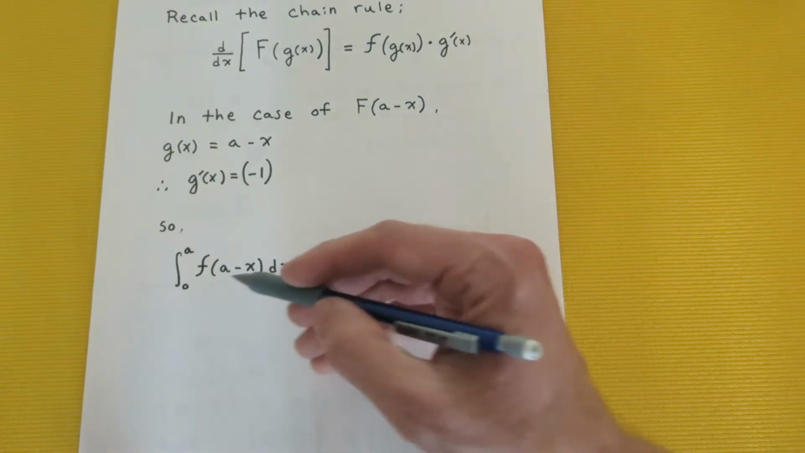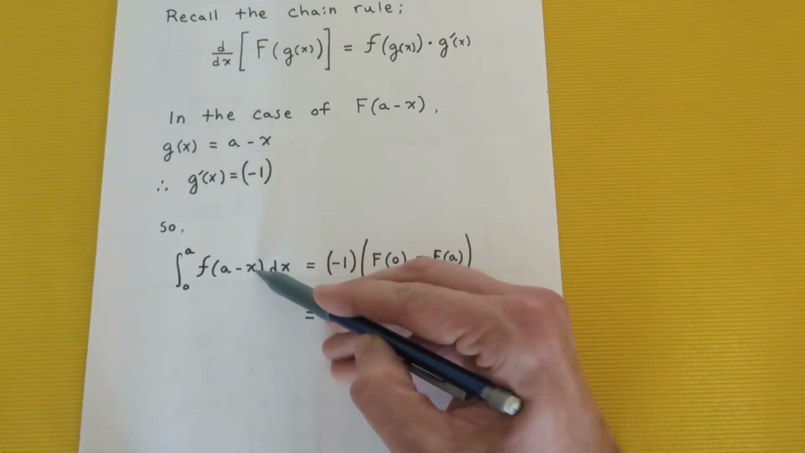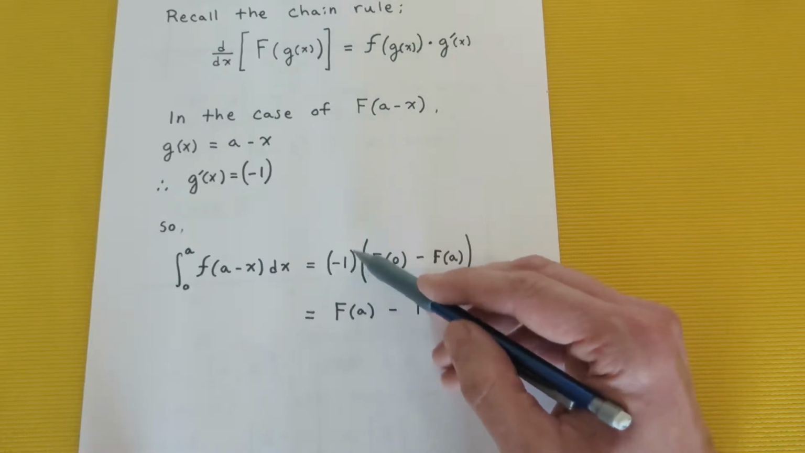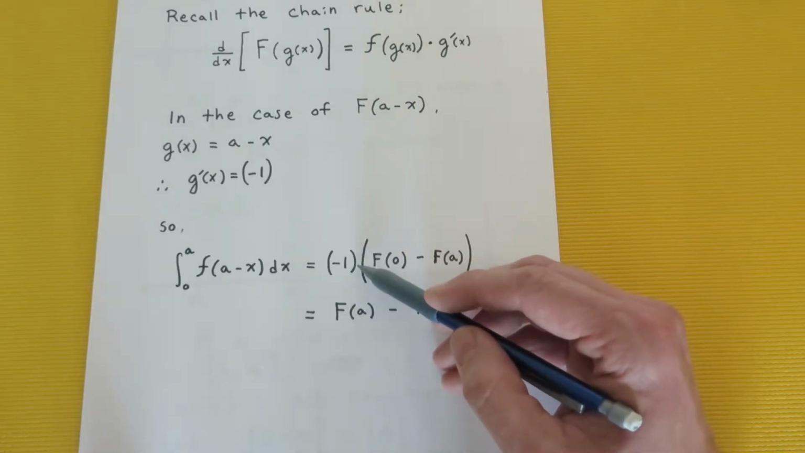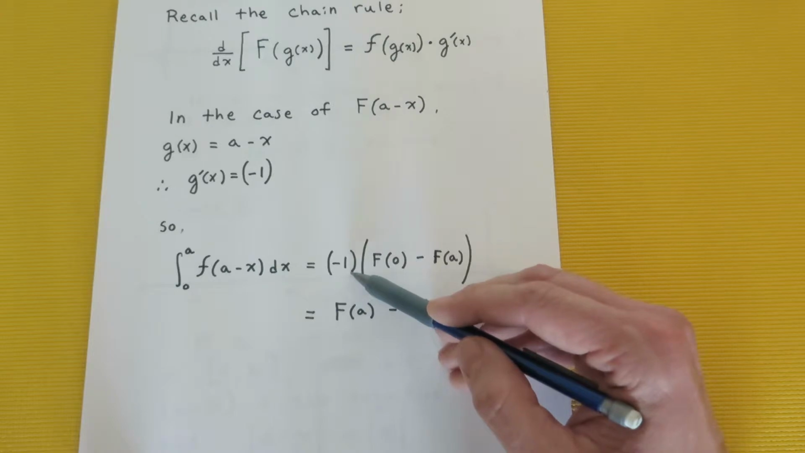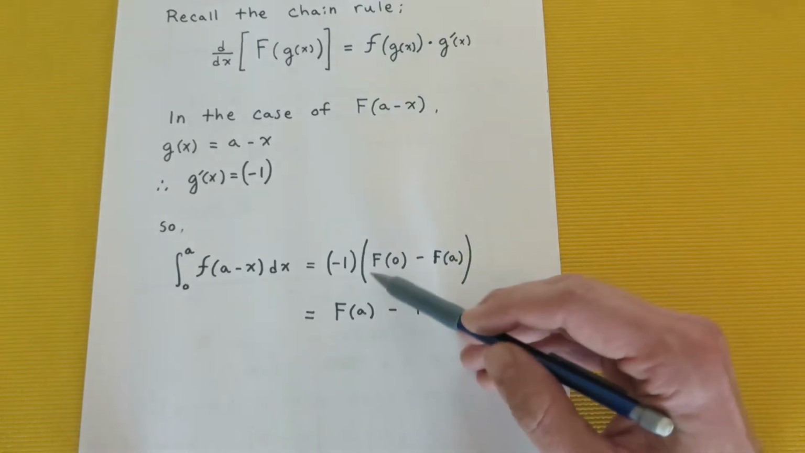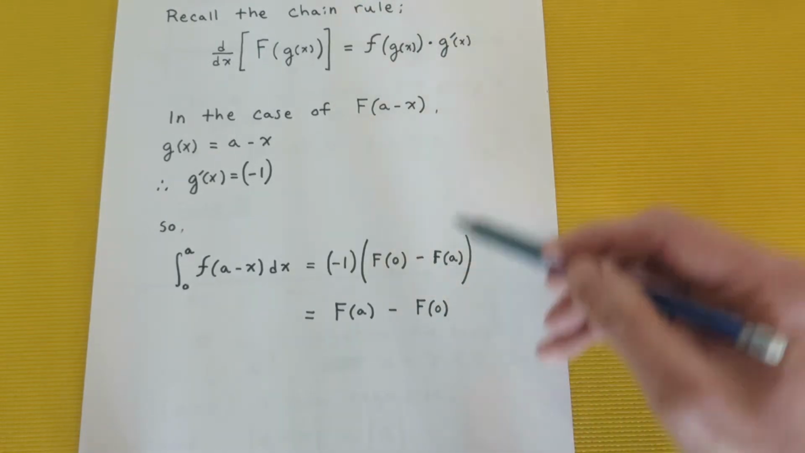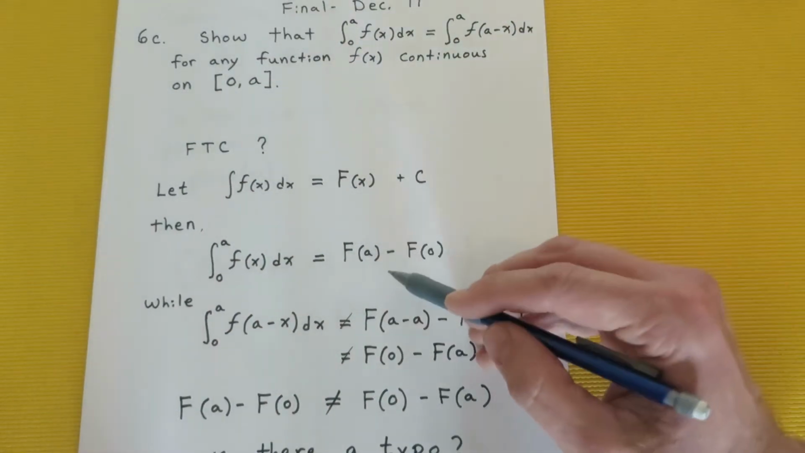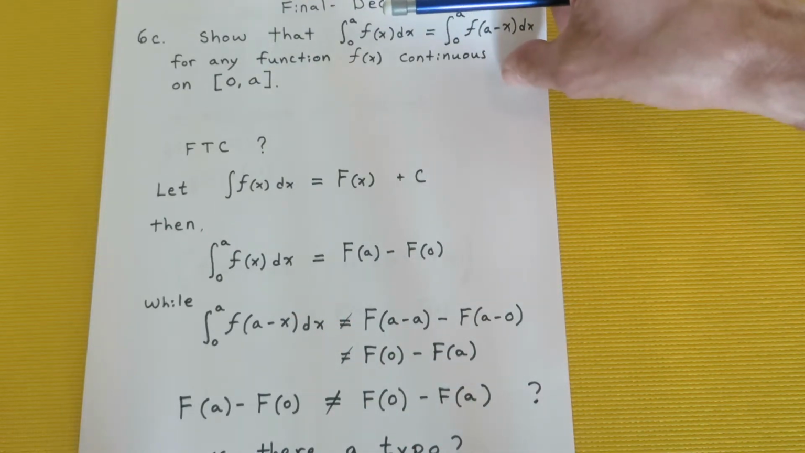So we could say that our integral from 0 to a of f of a minus x, we could divide the whole thing by negative 1, or we could just multiply it by negative 1. It's kind of the same thing. In fact it's exactly the same thing. If we multiply negative 1 by big F of 0 minus big F of a, well then these just swap around and we have big F of a minus big F of 0, which is what we saw before in the other integral. So hopefully that wasn't too confusing.